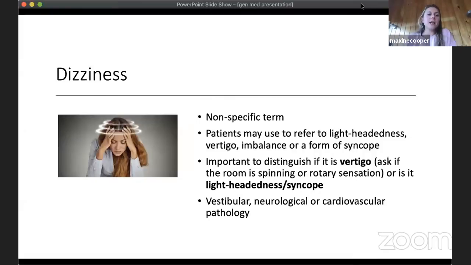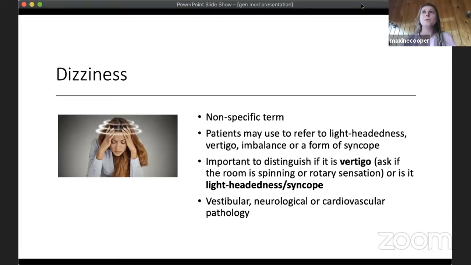So on to dizziness. I think this is a super important topic to get your head around. It was probably one of the most common things I came across in my GMed. And so having a really good understanding is really important. And dizziness is a really non-specific term. So you'll see that patients use it to refer to lots of different things.